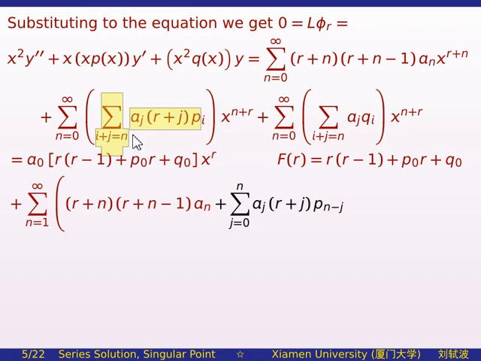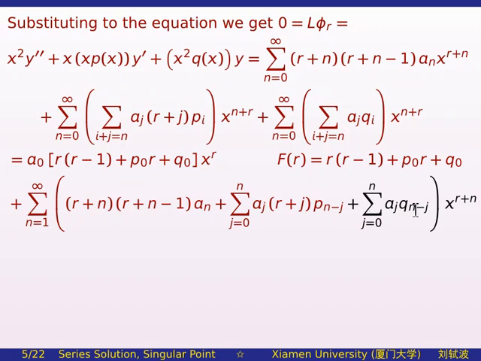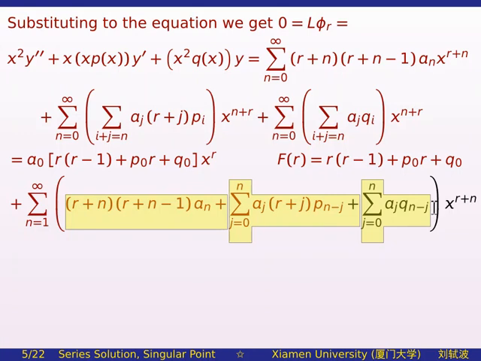We can rewrite this sum, i + j = n, as j from 0 to n. Okay, so this is the second coefficient. Similarly, for the last coefficient, we can also write it as the sum over j from 0 to n of a_j q_(n-j). So this is the coefficient of x^(r+n) for the sum of the three summations.